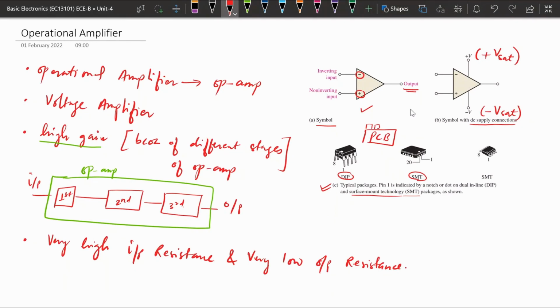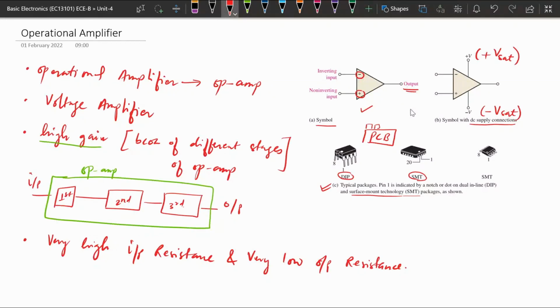If it is dual inline package, there will be a rectangular chip, and on the two sides there will be two parallel rows for the pins. Then the numbering of pins: this is pin number 1 and this is pin number 8. There will be a cut mark, which we call a notch, and along with that there will be a dot.